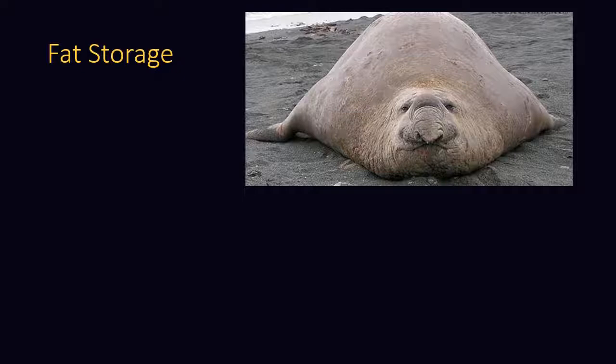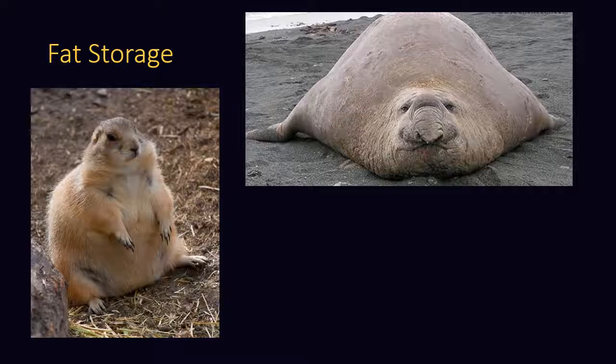Another thing mammals do: store fat. So, we have blubber here in the seal, or this very, very successful prairie dog. Don't worry, this was taken in a zoo. It doesn't have to worry about running from predators or even fitting into its burrow. And this you may not have thought about before, but this is a very mammal thing.